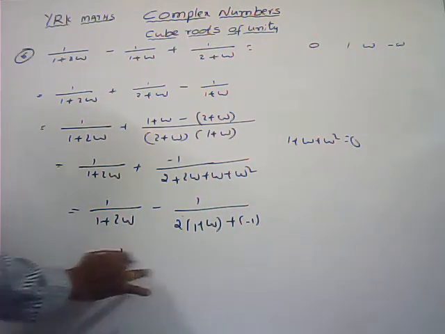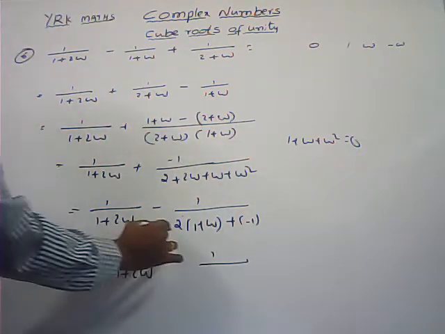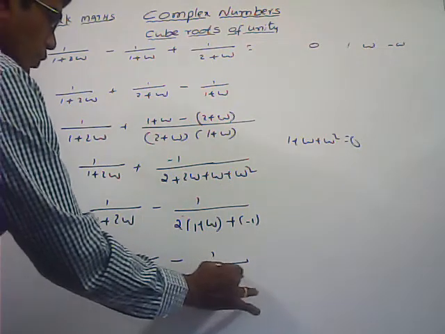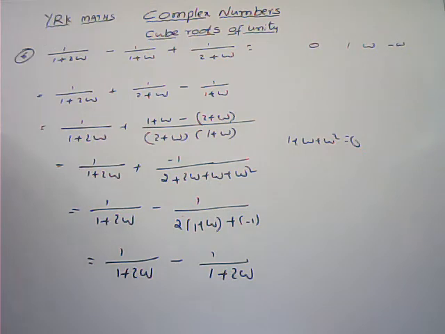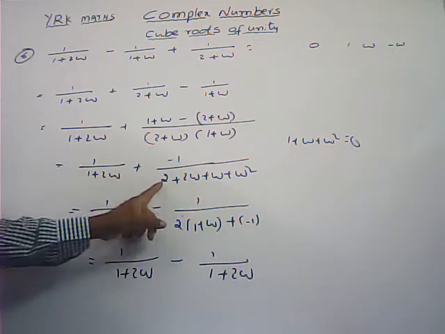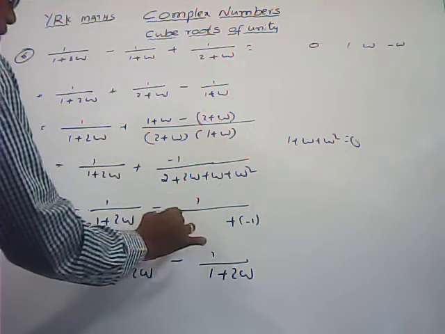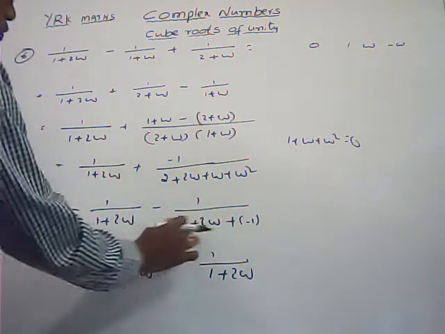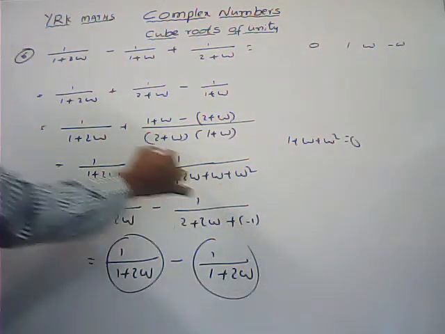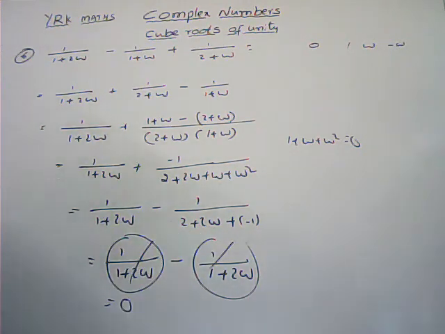That is equal to 1 by 1 plus 2 omega minus 1 by, here plus 2 minus 1, that is 1 plus 2 omega. Otherwise, this one you can keep the same. In the place of omega plus omega square you can keep minus 1, then 2 minus 1, that is 1. Here no need to take the common, keep it the same: 2 plus 2 omega. So 2 minus 1, that is 1, plus 2 omega is there. So both are the same. Magnitudes are the same but having the opposite sign. So both get cancelled. Here we can get a 0.